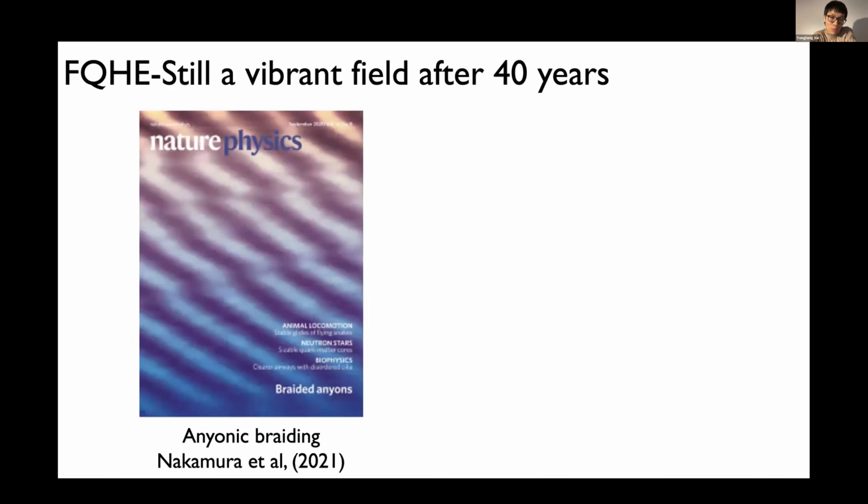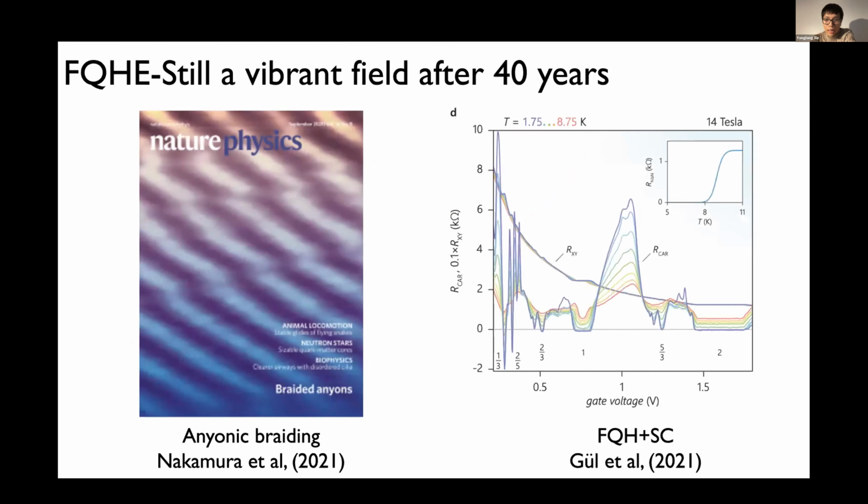Only last year, we started to hear results about how to braid these anyons. And people have also tried to couple these fractional quantum Hall states with superconductivity in order to create more exotic states. But as you all know, the emergence of the fractional quantum Hall effect, or the quantum Hall effect itself, relies on the application of a strong magnetic field. Starting from 10 years ago or possibly earlier, people started to think about whether there's a way to get rid of this.